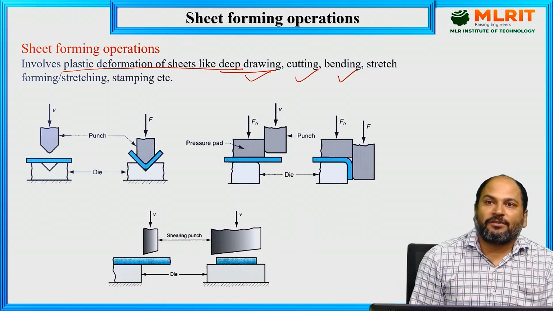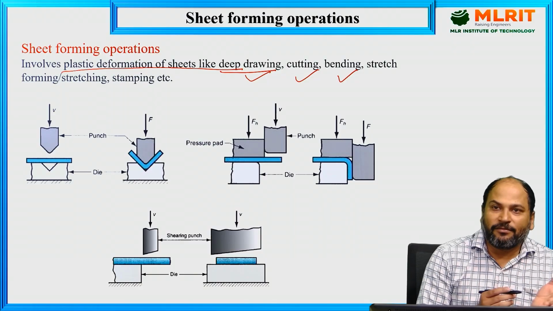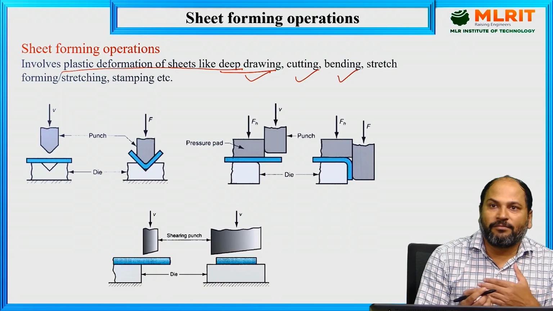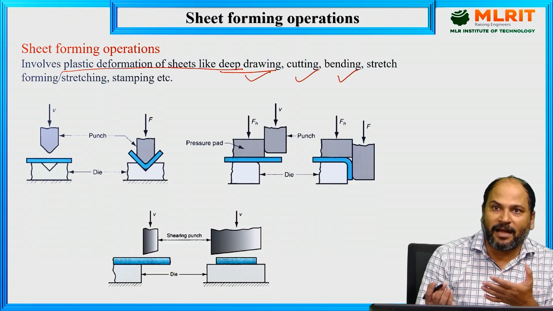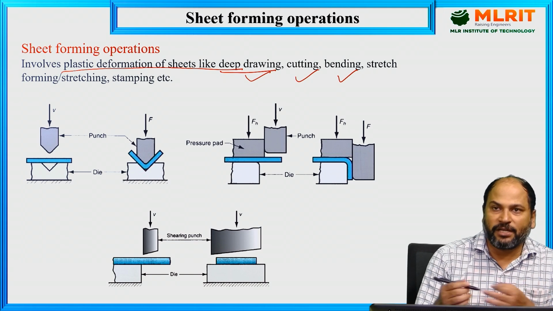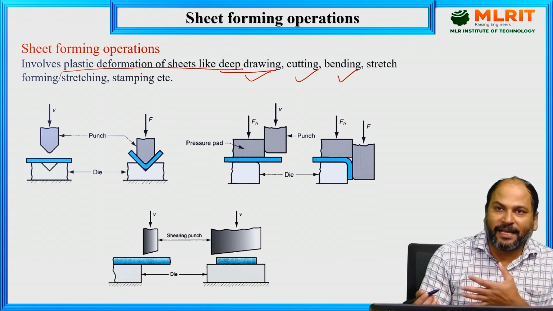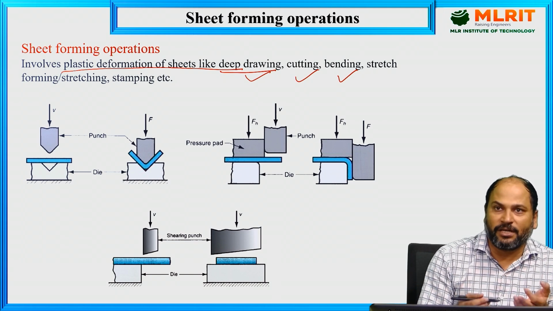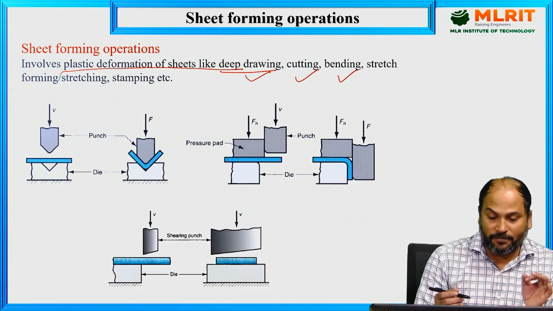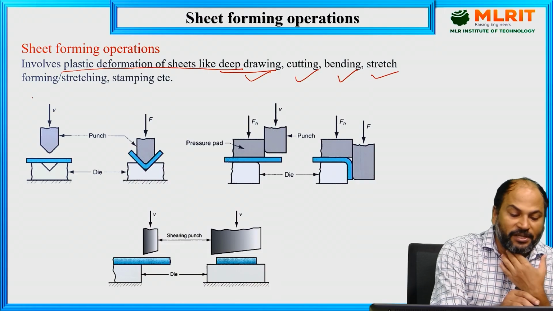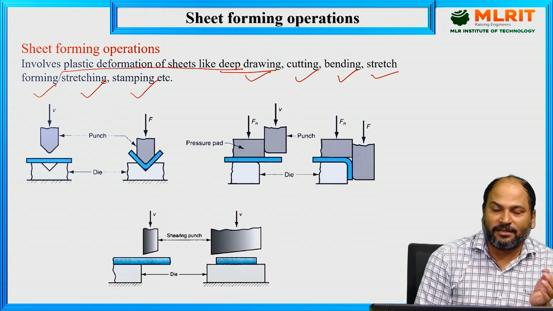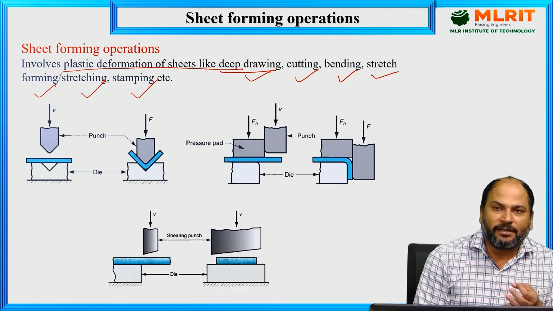So simply what is happening here, we are applying the forces, there is severe plastic deformation, and once it is completely deformed, either at room temperature or at a high temperature, that is in hot working, whatever the shape of the die is, it's going to take that shape. The die shape is intentionally provided so that the product we finally get will have that particular impression or shape. Stretch forming is also there, stretching is there, stamping, there are many sheet metal processes. One by one, of course, we'll discuss them.